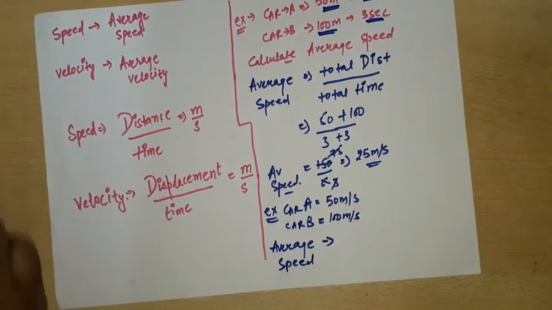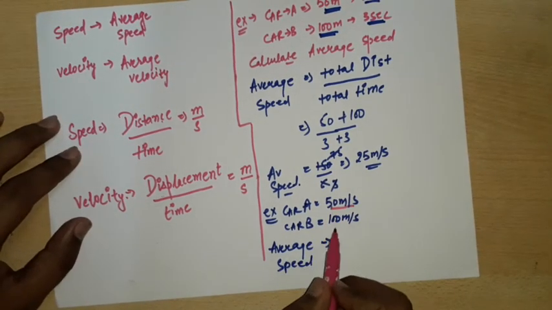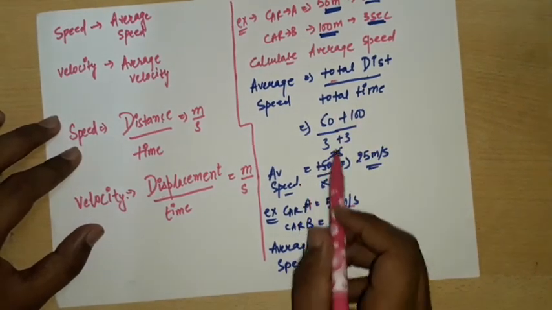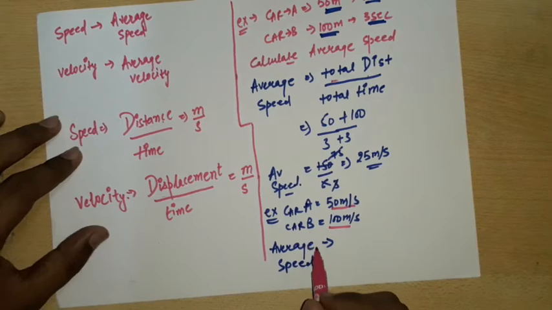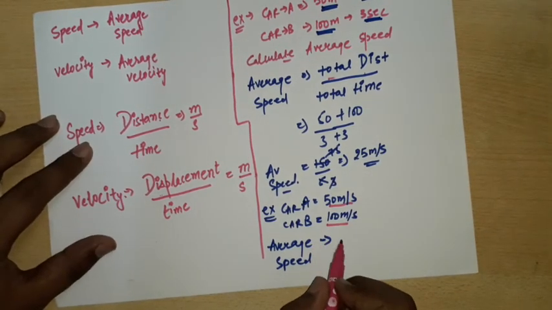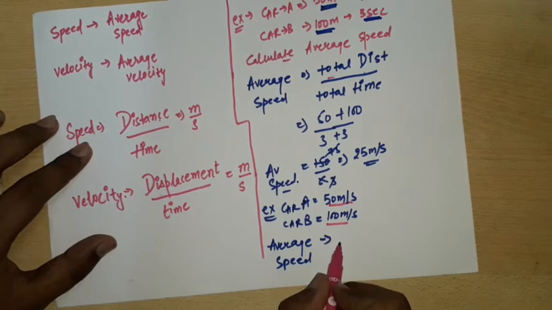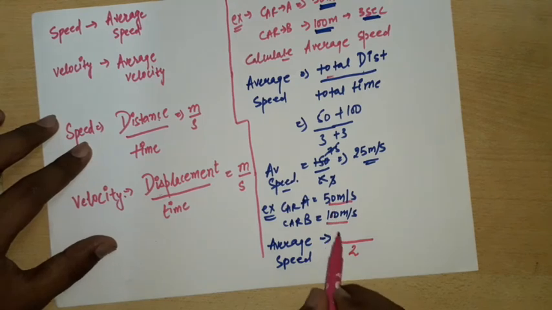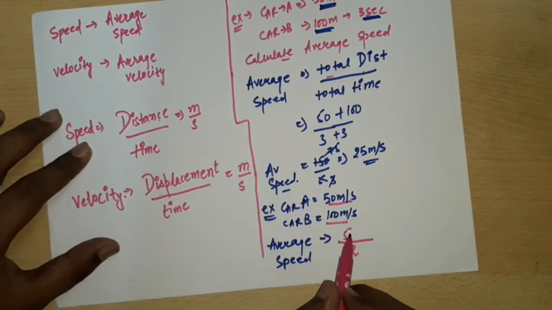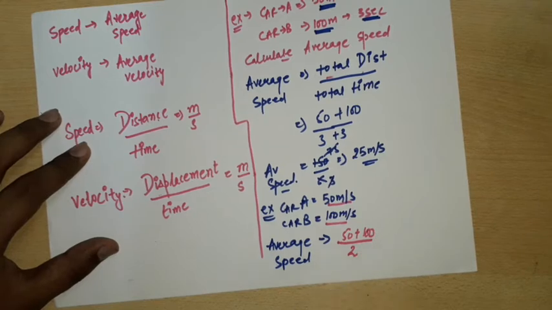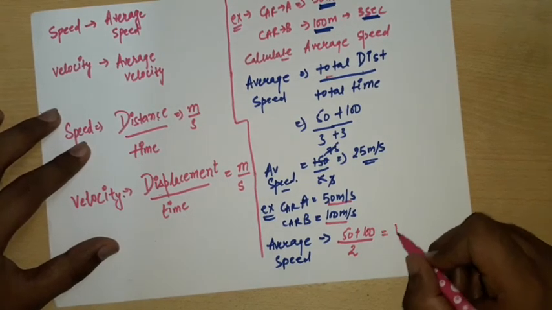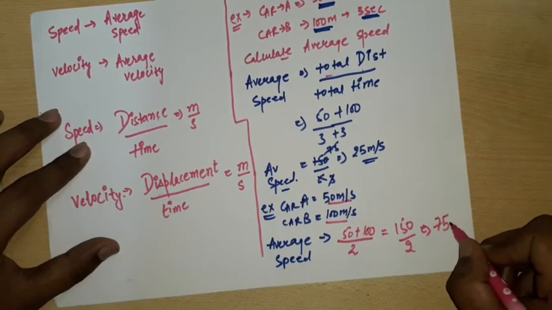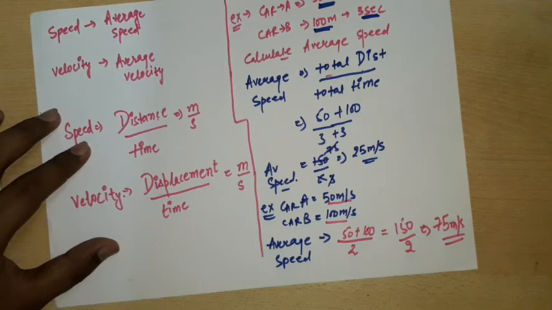So what is given in the question? It is already given speed, right? So you cannot apply this formula, total distance upon total time, because here distance is not given, directly speed is given. So what you will do, you will add the speeds and divide by their number. There are two speeds, so we will divide by 2, and the total sum is 50 plus 100. So it will become 150 divided by 2. So its average speed will be 75 meters per second. Alright.